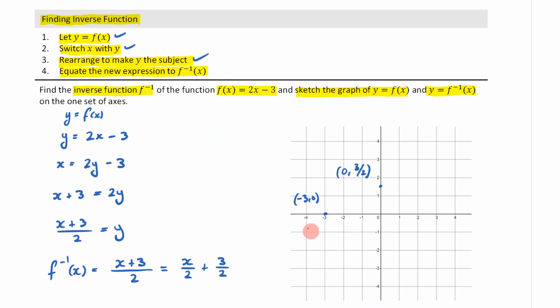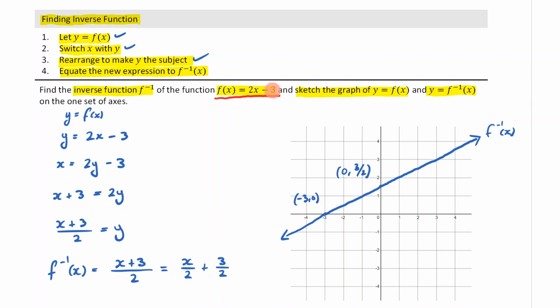I then am going to draw a line through these points. Hopefully I can do this nicely. There we go. Perfect. That is the inverse. I now am going to sketch the original function. So now I'm going to sketch the original function.